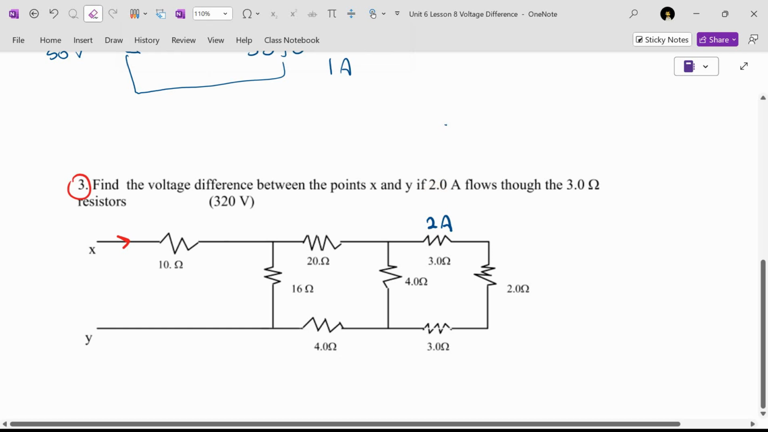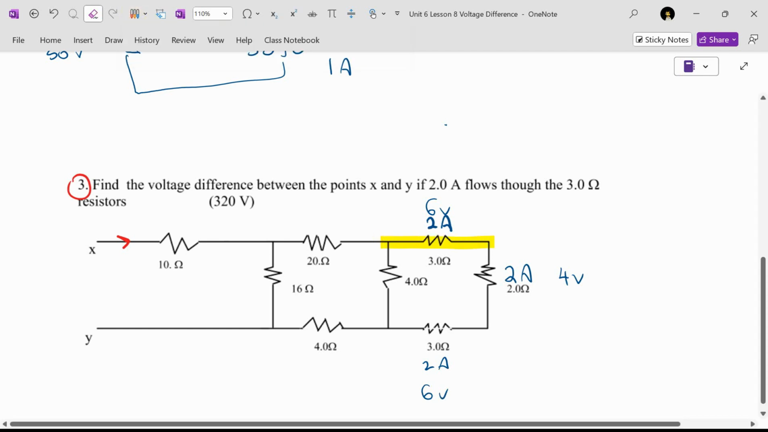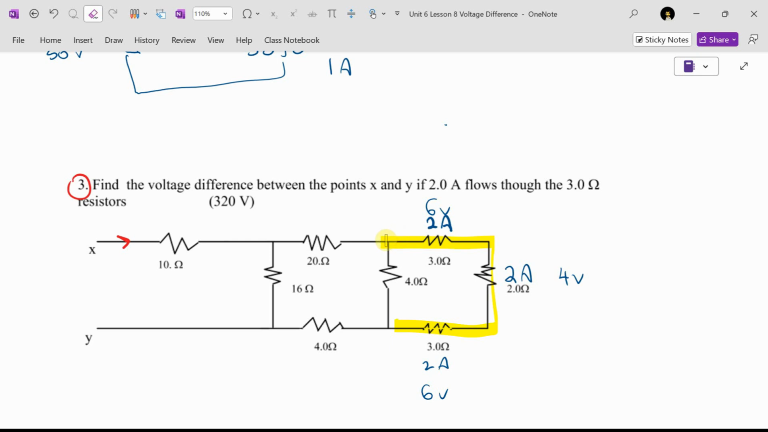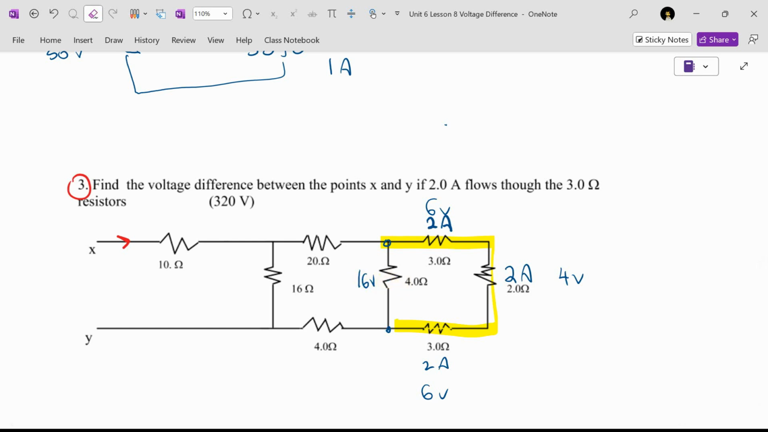So what that means is that this must be 6 volts, I times R. But not only that, this is 2 amps, so this must be 4 volts. Not only that, this is 2 amps, so this must be 6 volts, which means this whole branch from here to here is 6 plus 4 plus 6. It's 16 volts. From here to here is 16 volts. And whether I go the long way with 3 hills or do it in 1 hill, those have to be the same voltage because we split up right here and we met up right here. So this must be 16 volts.